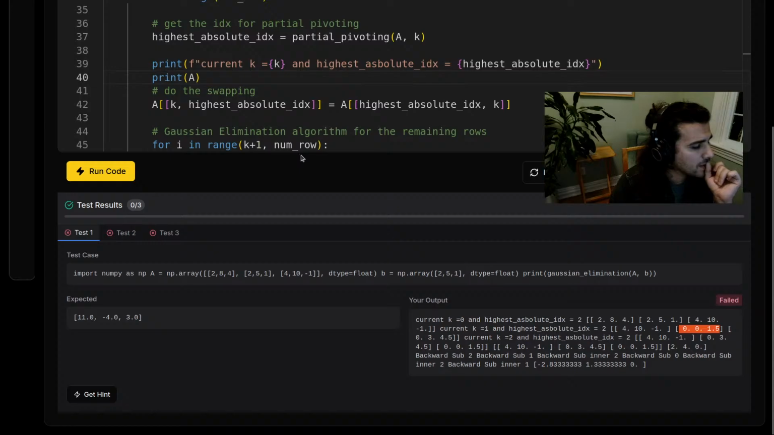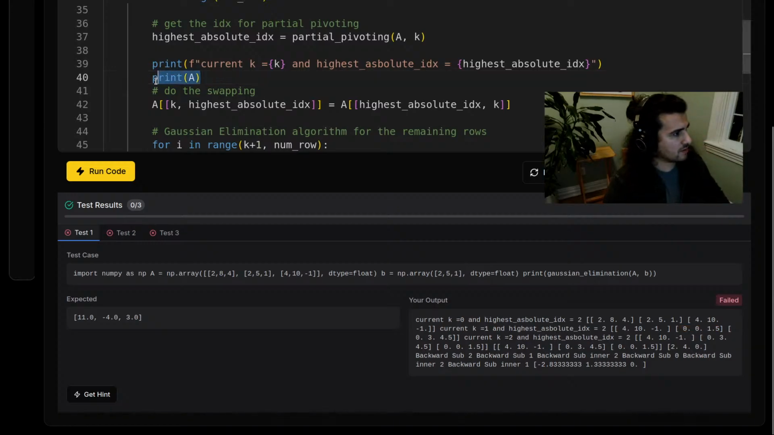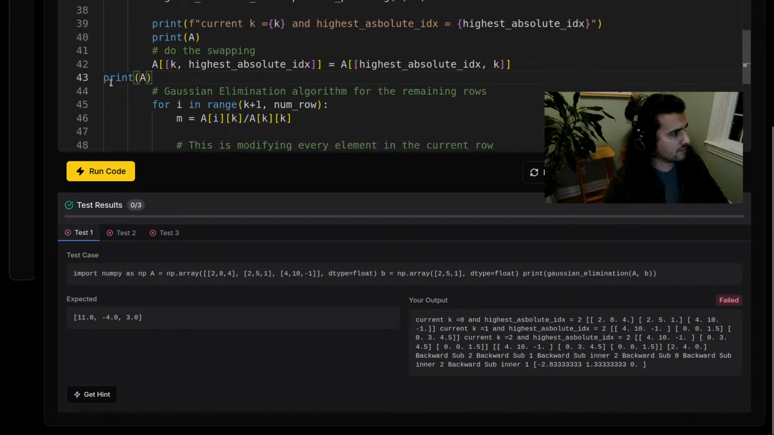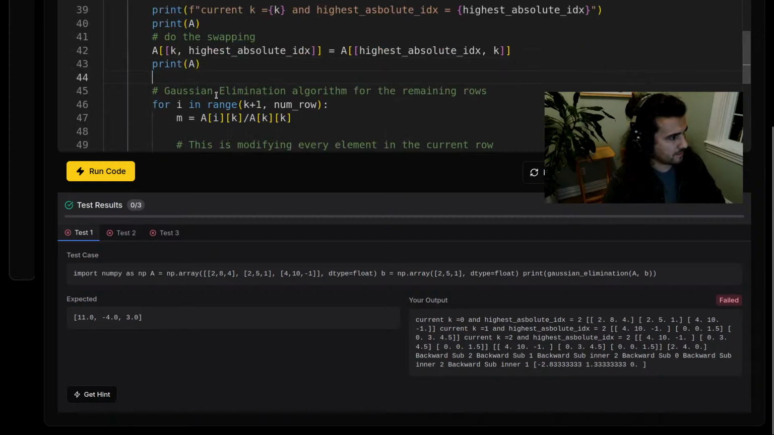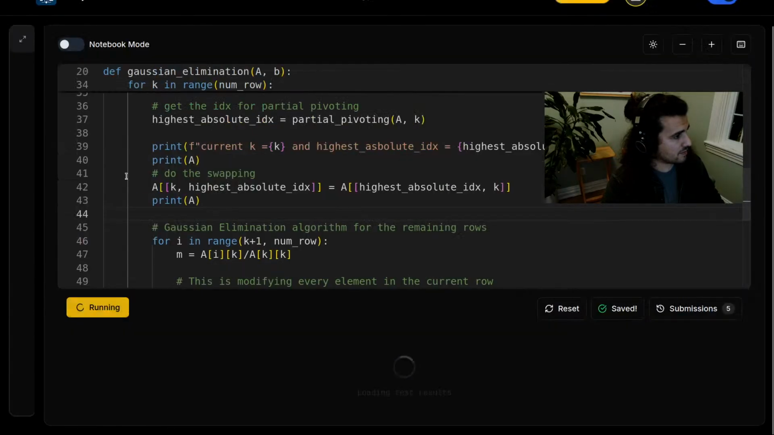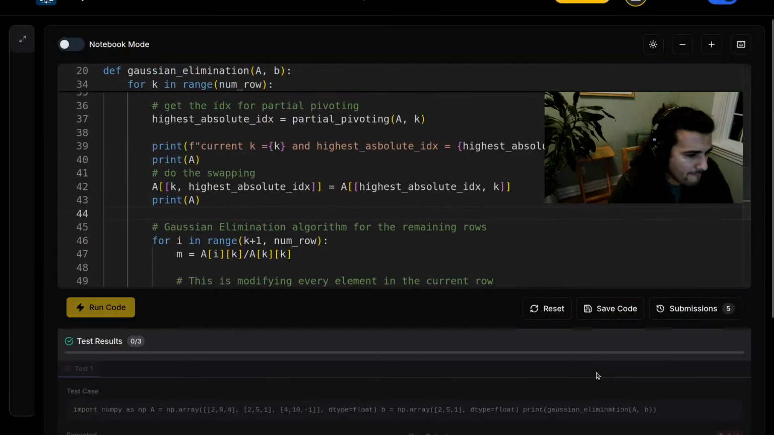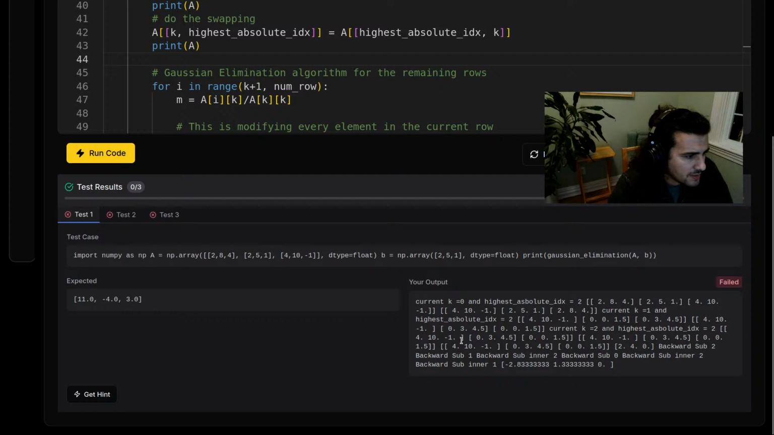Why? I think the swapping is fine, right? If you print A before and A after, it's going to be very ugly. But it should be fine, right? So here, yeah, and then we swap them. And did we swap them properly? Yeah, the swapping is good.